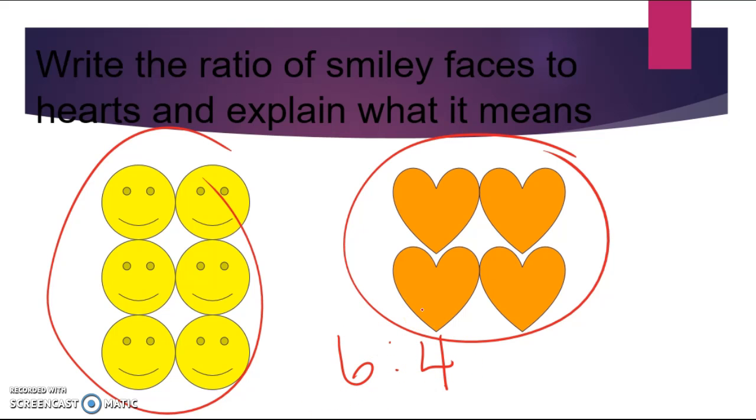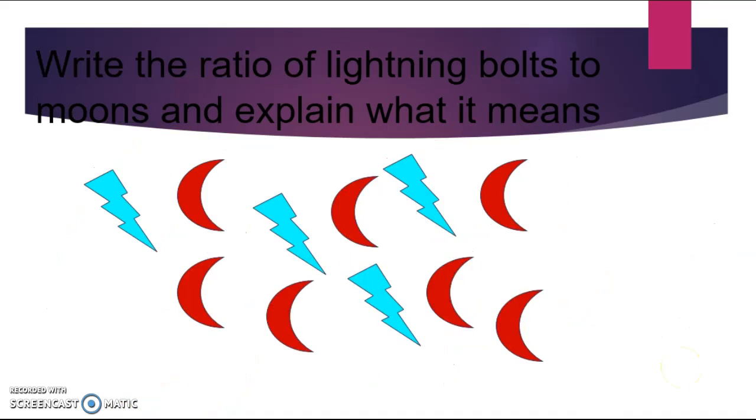Whenever you write ratios, you always have to simplify. So 6 to 4 is not the most simplified version. The most simplified would be 3 to 2. So 3 to 2 would be your final answer.